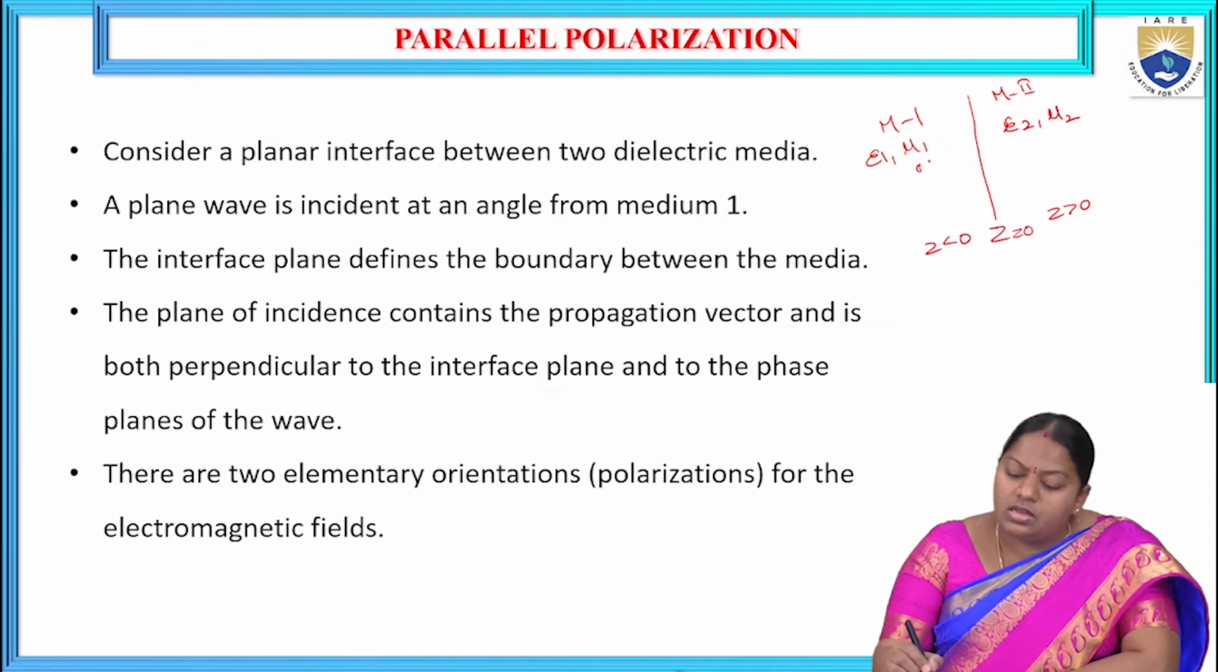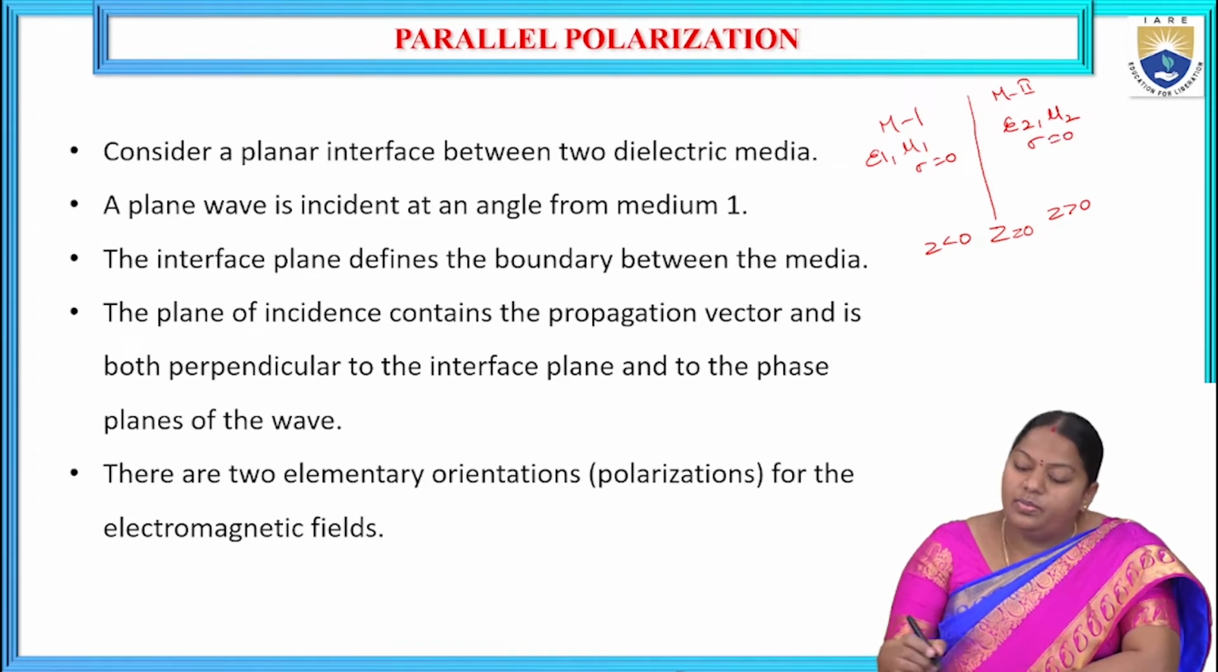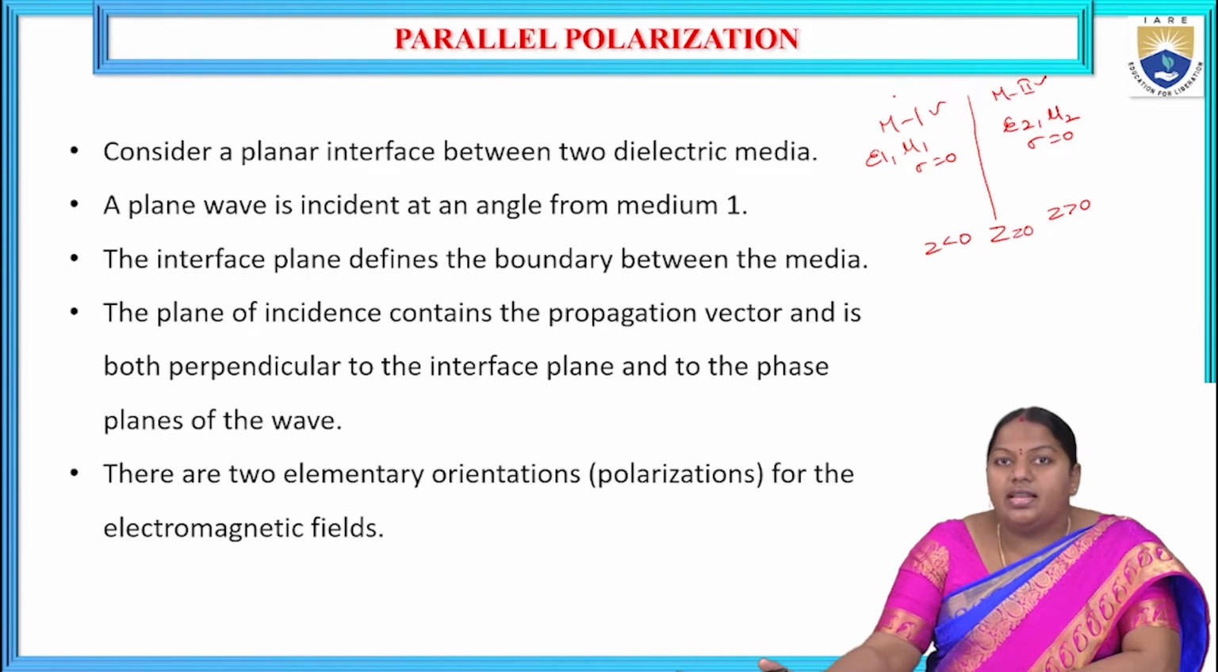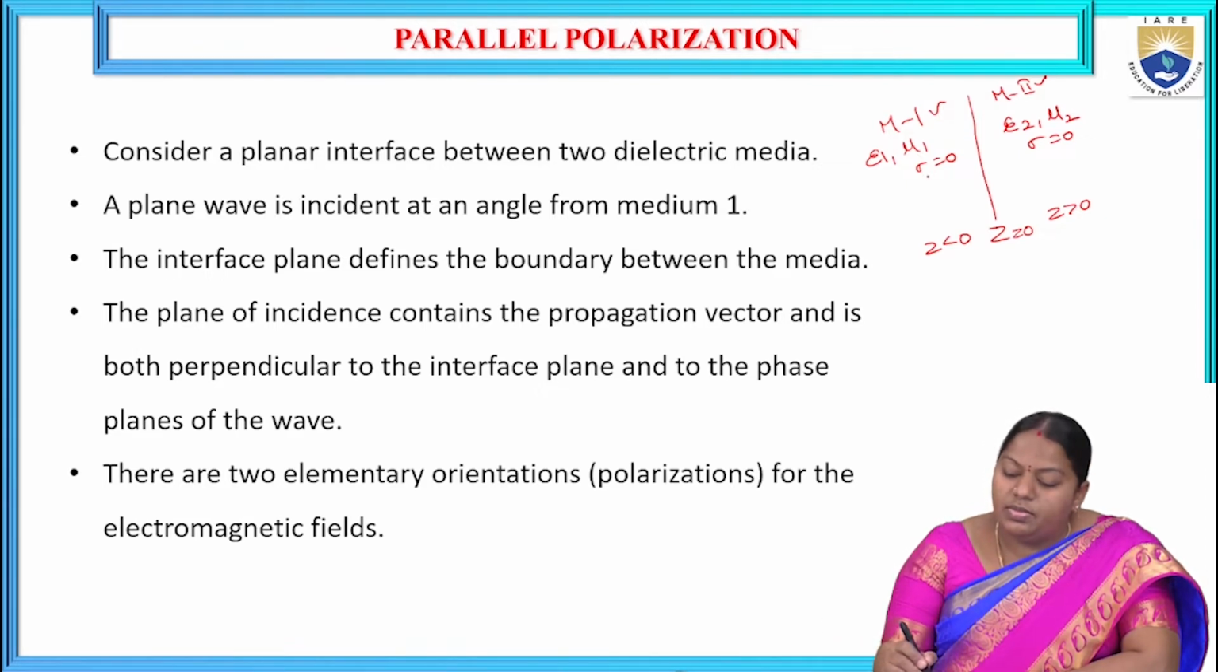And sigma is equal to 0 for both the cases. Why? Because in medium 1 and medium 2, we have assumed a perfect dielectric medium. As we know, for a perfect dielectric medium, its conductivity sigma equals 0. Hence sigma, one of the constitutive parameters for the dielectric medium, is equal to 0 for both the mediums.